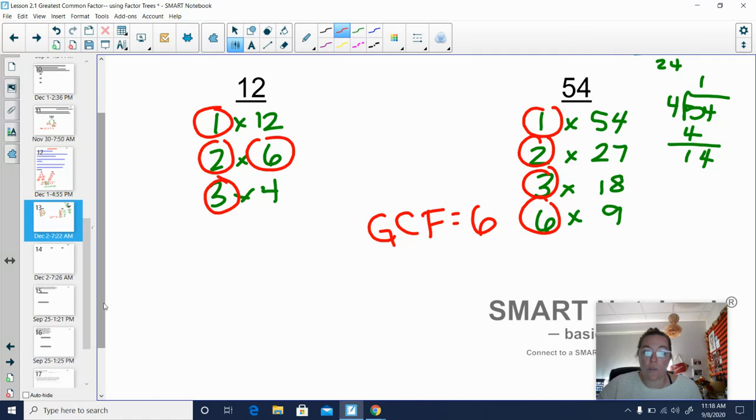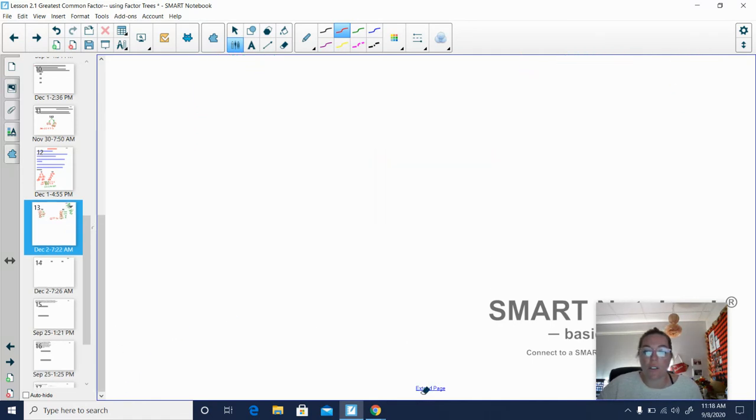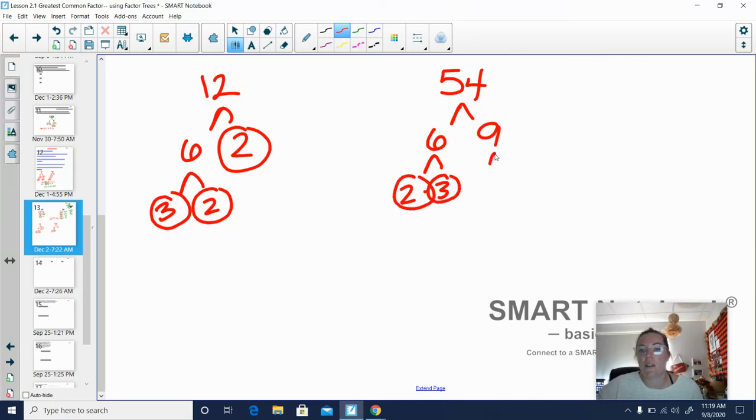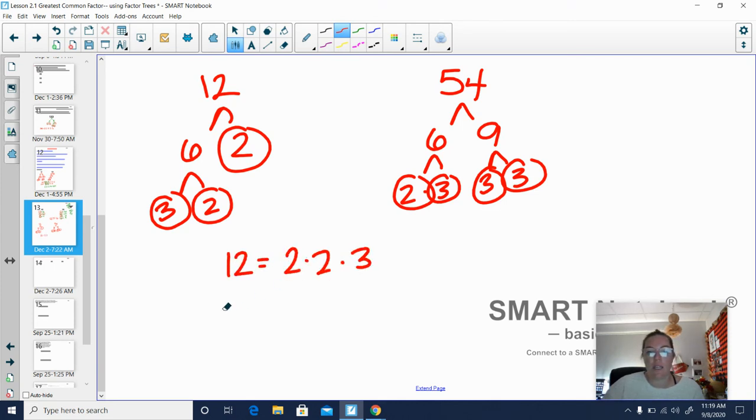Or we can do this using prime factorization. So I'll show you how that works. 12 and 54 is what we are working on. So 12 would be the same as 6 times 2. 2 is prime. 3 times 2, both are prime. 54 would be 6 times 9, 2 times 3, 3 times 3. And then we write out our prime factorizations. 12 is equal to 2 times 2 times 3. 54 is equal to 2 times 3 times 3 times 3.